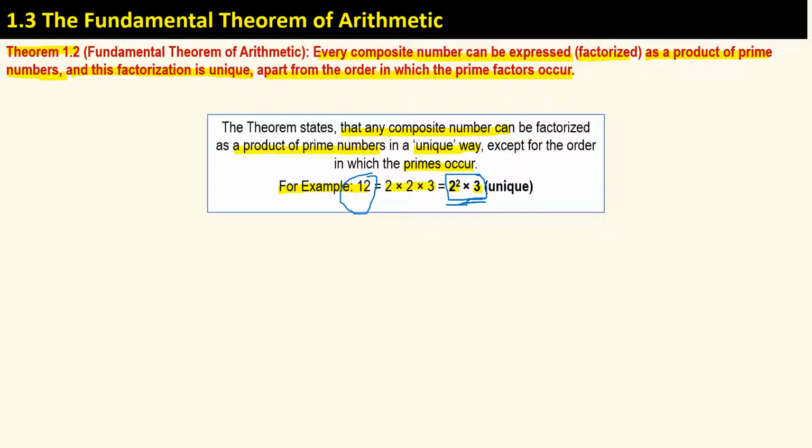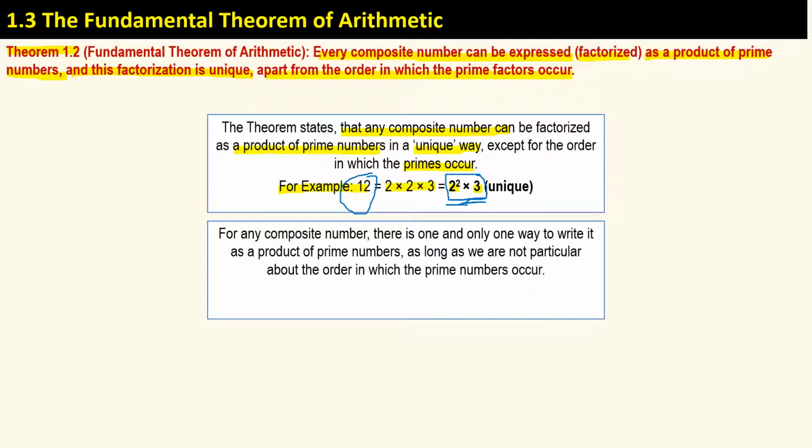So let's see it in some other words again. This theorem can be expressed by saying that for any given composite number, there is one and only one way to write this composite number as a product of prime numbers, as long as we are not particular about the order in which the prime numbers are arranged. So by ignoring the ordering of the prime numbers, we can obtain any composite number in a unique manner by unique prime factors.